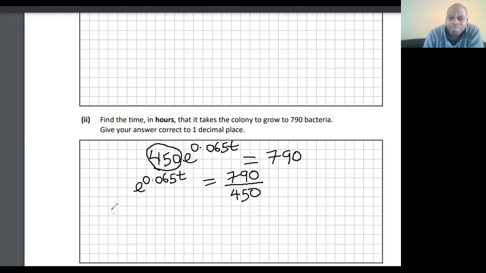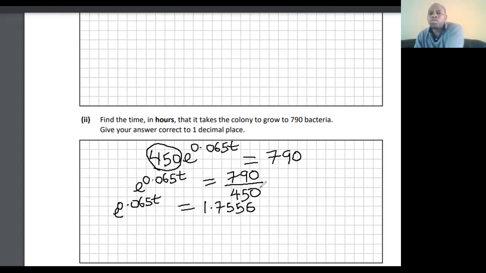So we now have exponential 0.065t equals 790 divided by 450. So that equals 1.755. So I will round it up to 1.7556.